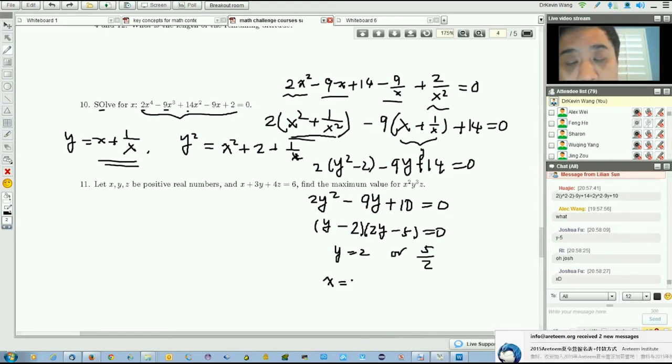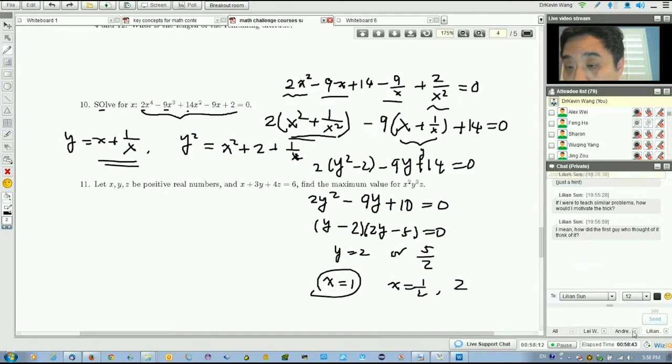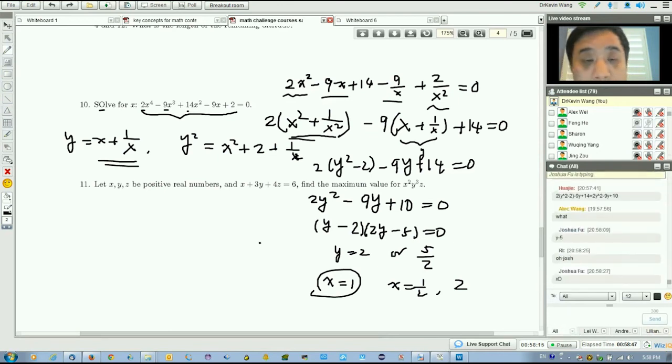After you do those, you can put it back here and solve for x. That's another quadratic equation. So then some people already gave the solution: x equals 1, actually a double root, and x equals 1/2 and 2. Okay, so there are 4 roots.